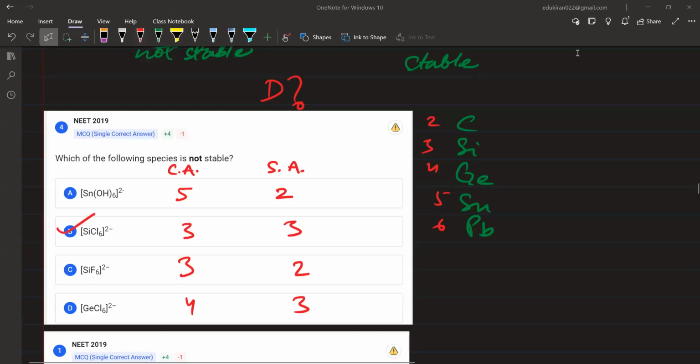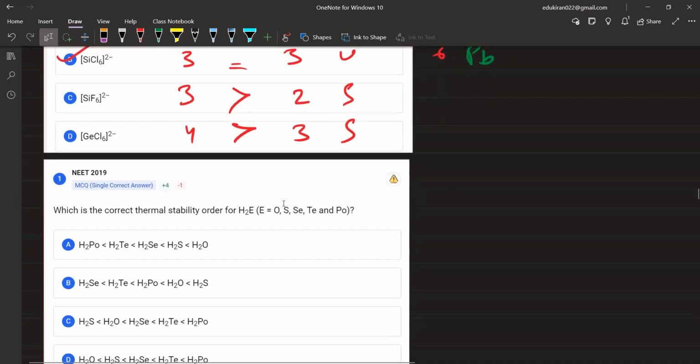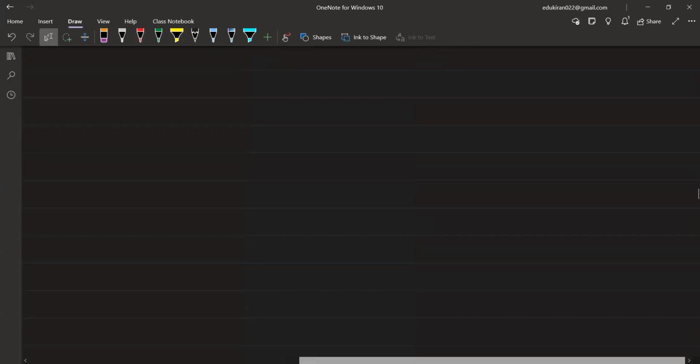I hope all of you got the right answer. 5 is greater than 2, so stable. This is equal, this is greater, this is greater. So this is stable, unstable, stable, and stable. Okay, moving on. Try this one.